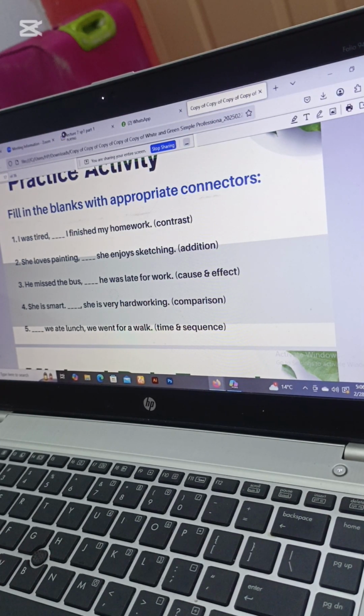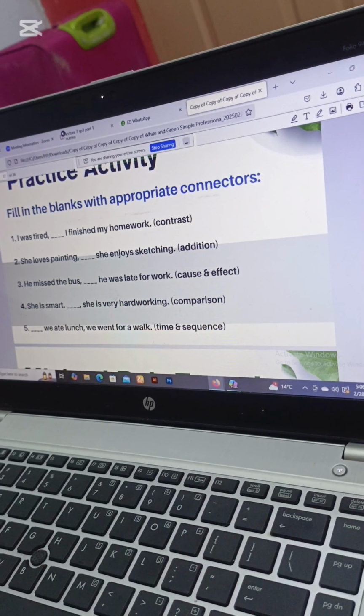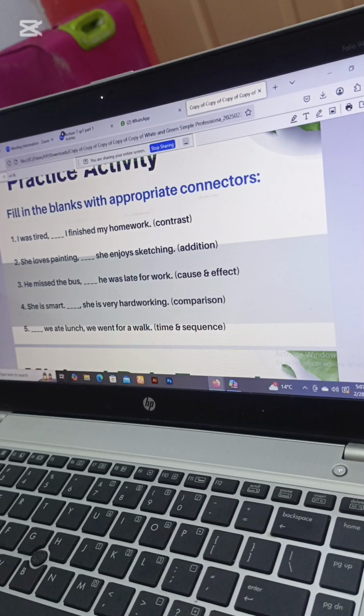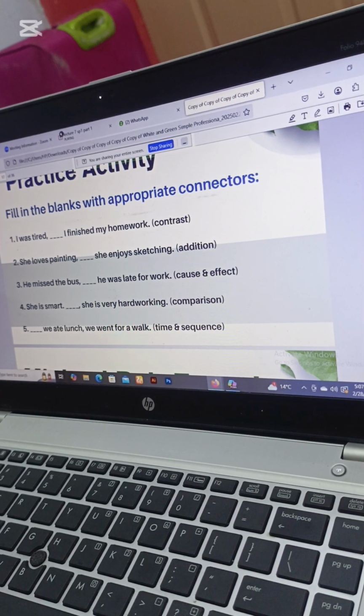Good. Now let's have a small quick activity where you fill in the blanks. In the first one, I've given you a hint about what we use. Would it be a contrasting connector or something else? Here the hint is that it's from the category of contrasting connectors, and you can see what fits. I was tired, dash, I finished my homework. But. I was tired, but I finished my homework. Good. What about the second one?